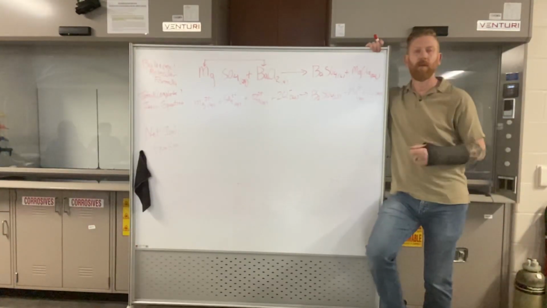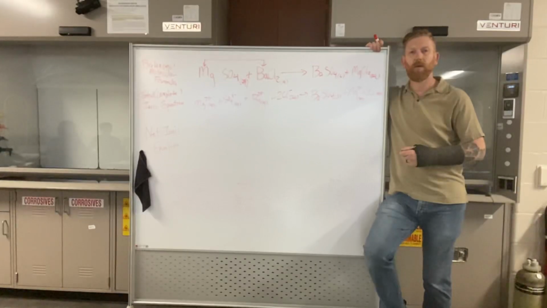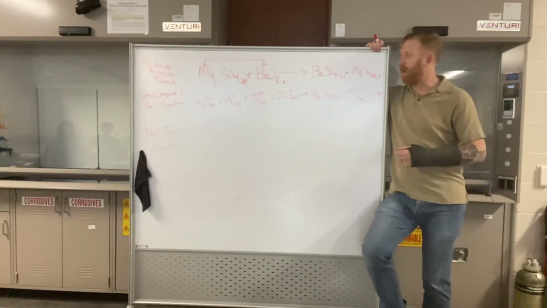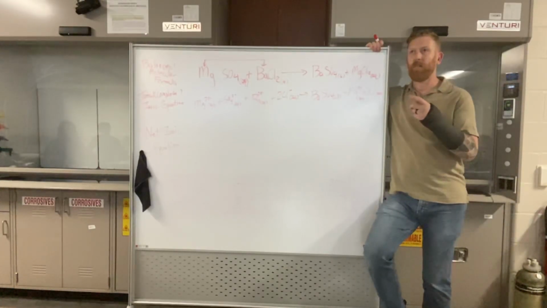So for the total complete ionic equation, the reason you don't separate the precipitate into ions? No. Okay. No, because it's not dissolved.